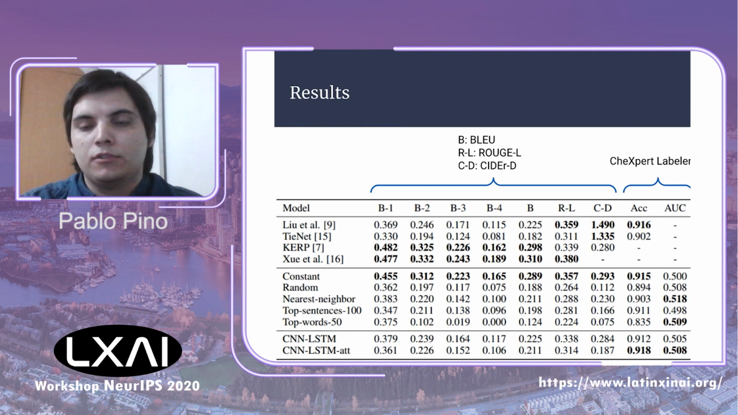Here are the results. The last 2 columns show the CheXpert metrics, and in the rows you have the state-of-the-art, the simple baselines, and the deep learning models that we trained. In each column, the top 3 results are in bold. So, there are many things that we can see in this table. I will highlight the main 2 points.